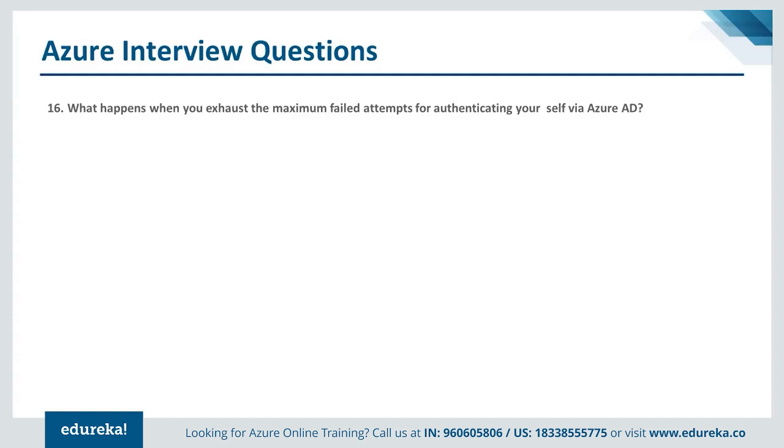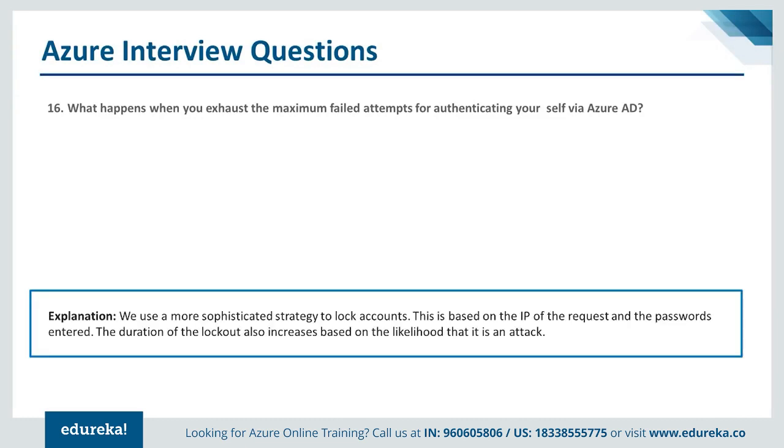What happens when you exhaust the maximum failed attempts for authenticating yourself via Azure AD? We have a more sophisticated strategy for account lockout, which is based on the IP of the request and the password entered. Now, when you talk about on-prem, we talk about account lockouts. If you enter incorrect passwords more than 3 times, your account is locked out, and it will be unlocked after maybe 15 minutes or half an hour or 1 hour, based upon how your administrator has configured it.